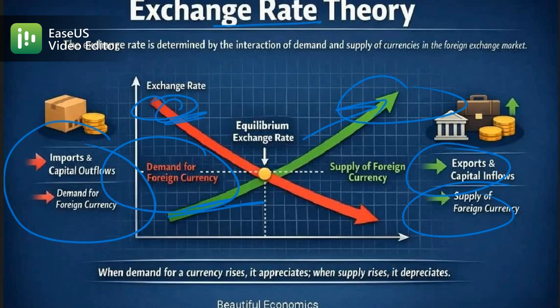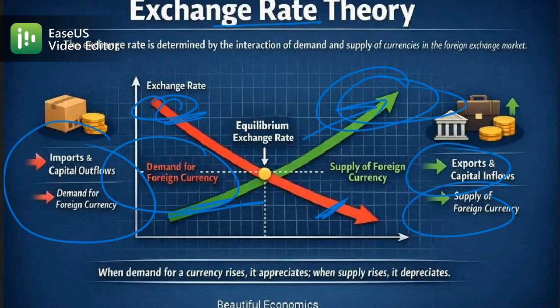The first one is your red line, and the other one is the green line. The red line shows the demand for foreign currency. This line slopes downward, and it shows that when the exchange rate is high, people demand less foreign currency because it's expensive. So demand comes from imports. Import means buying goods from other countries, and capital outflow means sending money abroad for investment.